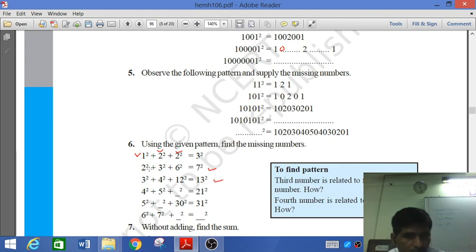Again, if you see, 1 into 2 is 2, 2 into 3 is 6, 3 into 4 is 12, so 4 into 5 is 20. So what do I have to write here? 20. Now again 5 6 are 30, so 30 square. 6 7 are 42, so 42 square, afterward 43. So it is sufficient today.